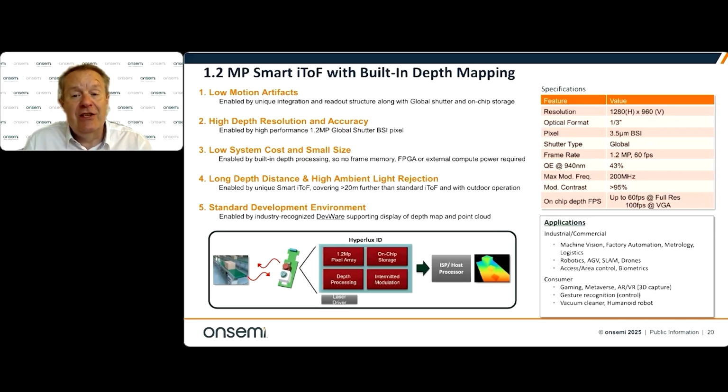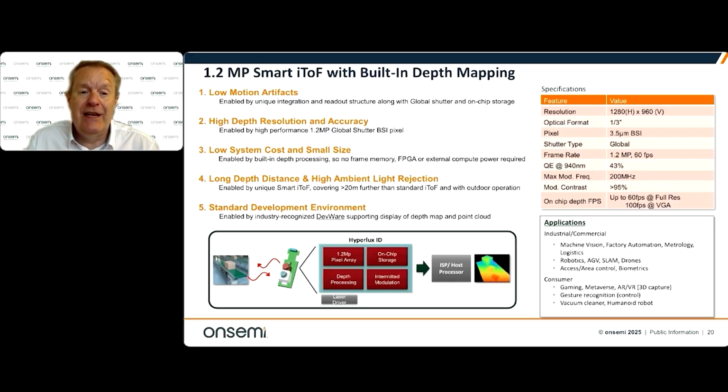The frame rate is 60 frames per second, and you can get up to 100 frames per second when you do binning with on-chip depth calculation. So this far surpasses anything that's out there in the market today. There's nothing out there in the market that can do full resolution, 1.2 megapixel or high frame rate VGA resolution depth with motion today. Has an excellent modulation frequency, a very high modulation frequency up to 200 megahertz.